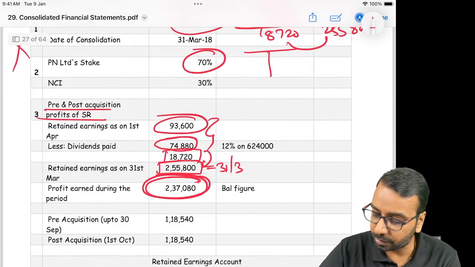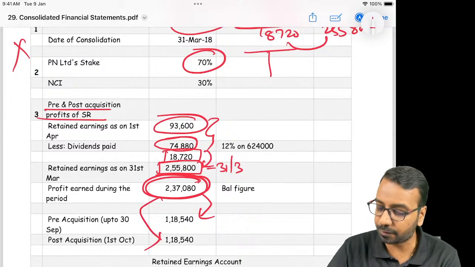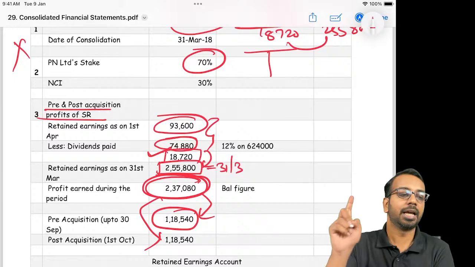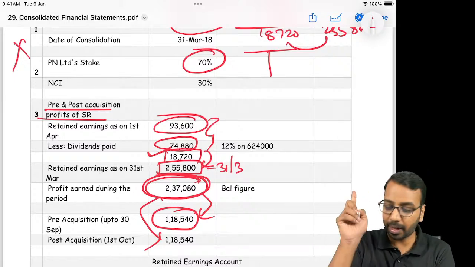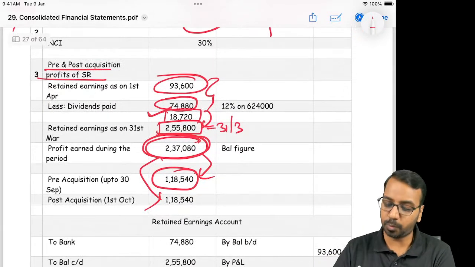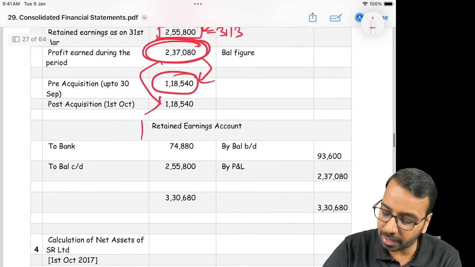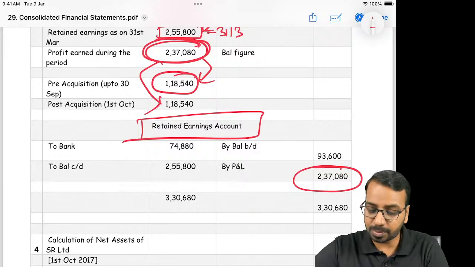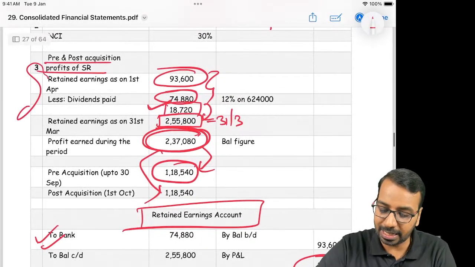Out of this profit, you will divide into two parts, 50-50. 1,18,540 plus 18,720 becomes my pre-acquisition. And balance becomes post-acquisition. Or you can prepare a retained earnings like this to calculate what is the profit and loss earned for the period. This is much simpler. This is slightly lengthy and complicated.